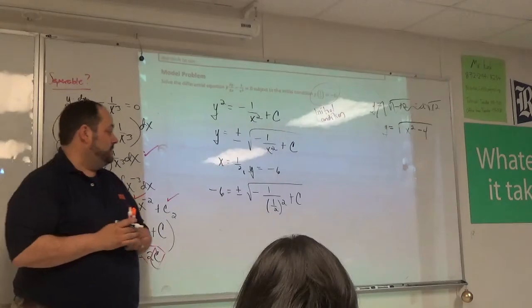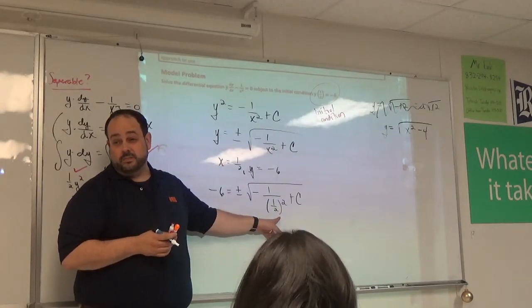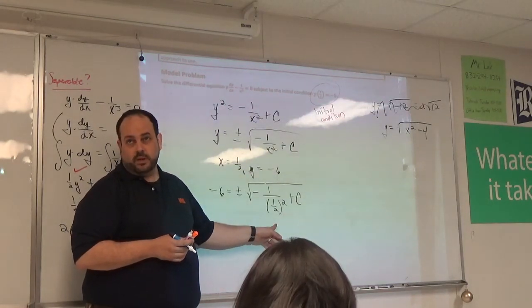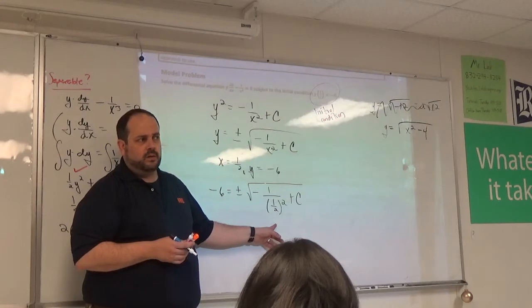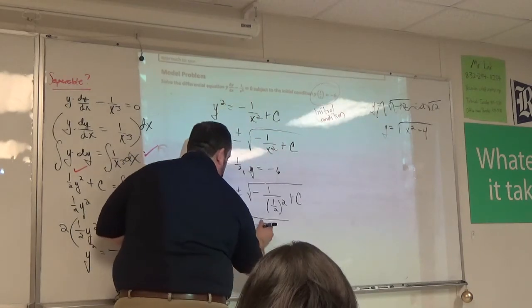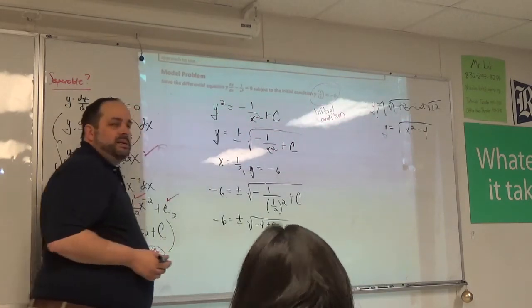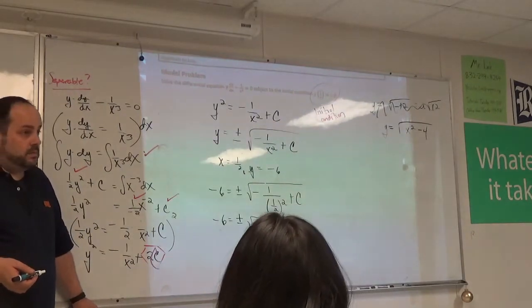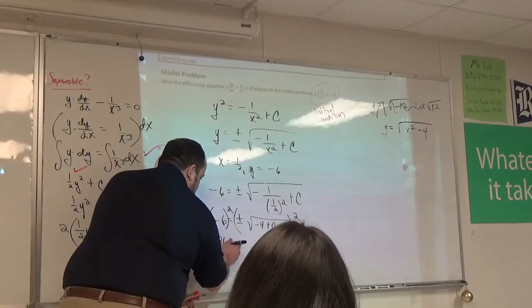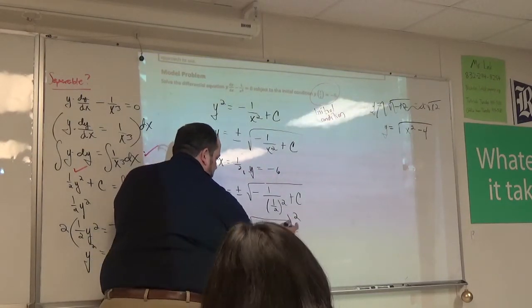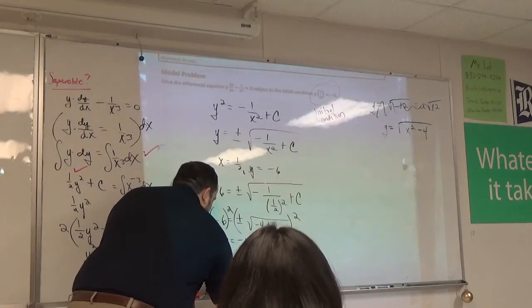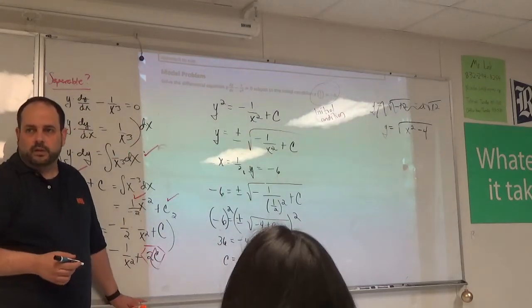We've got some ugly math coming. One half squared? One fourth. One divided by a fourth? 4. Negative of that? Negative 4. So negative 6 is plus or minus the square root of negative 4 plus c. I want to get to c. So square it. 36 equals negative 4 plus c. When I square it, I just get negative 4 plus c. Add 4 to both sides. I think c is equal to 40.